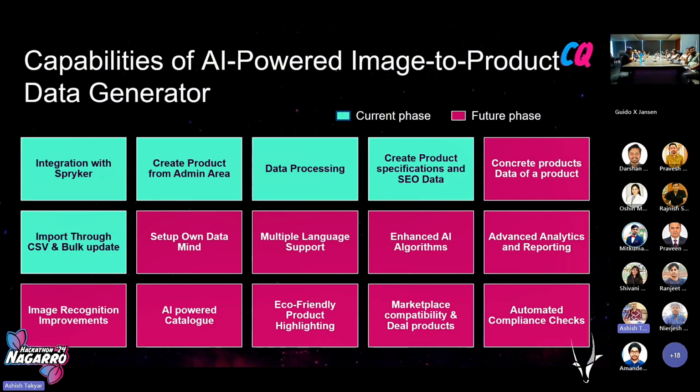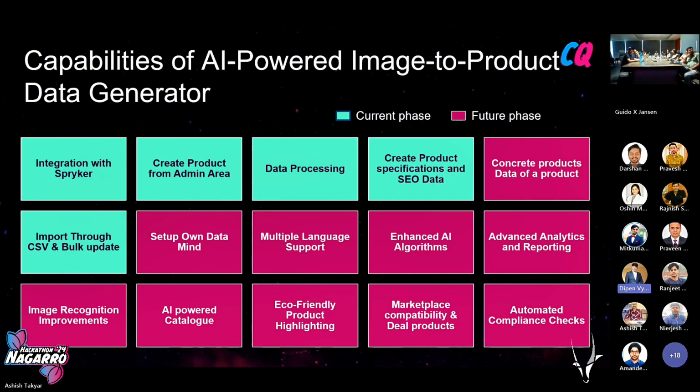Green ones are the capabilities that we are going to demonstrate, and the red ones are the future phases. So now I will hand over to Dipen, who is our technical leader in this team. He will explain the current capabilities and the future phases. Dipen, over to you. Thank you, Ashish.